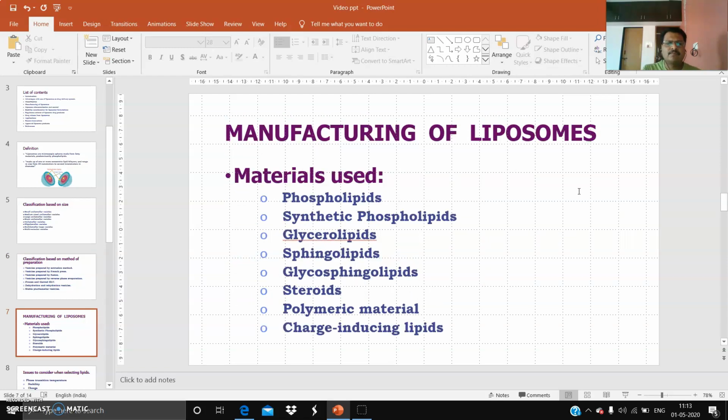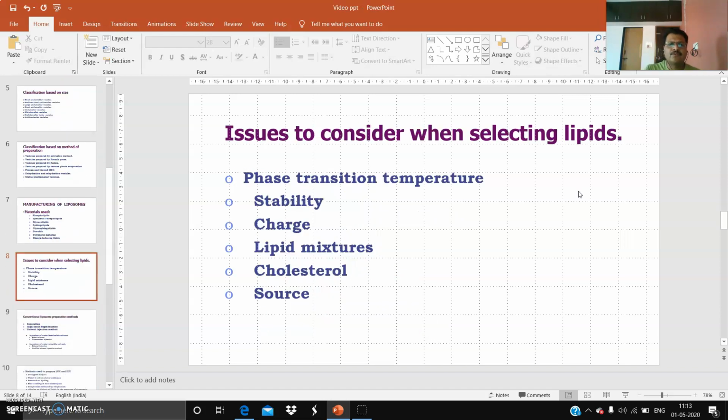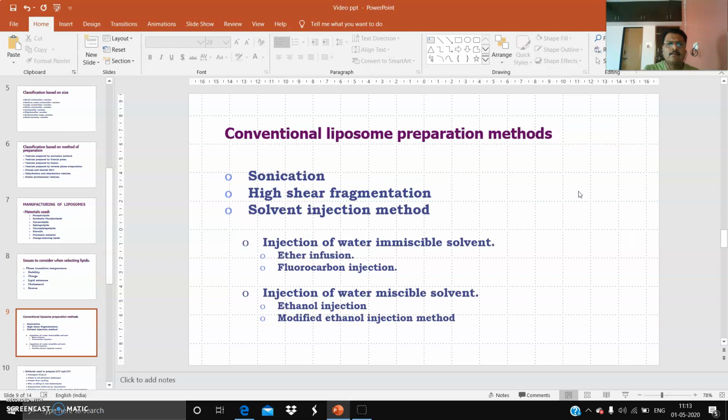Manufacturing of liposomes: different materials can be used for preparation of liposomes, that is phospholipids, synthetic phospholipids, glycolipids, sphingolipids, glycerolipids, steroids, polymeric material, and charge-inducing lipids. Issues to consider when selecting lipids: the phase transition temperature, stability, charge, lipid mixtures, cholesterol, and sources.